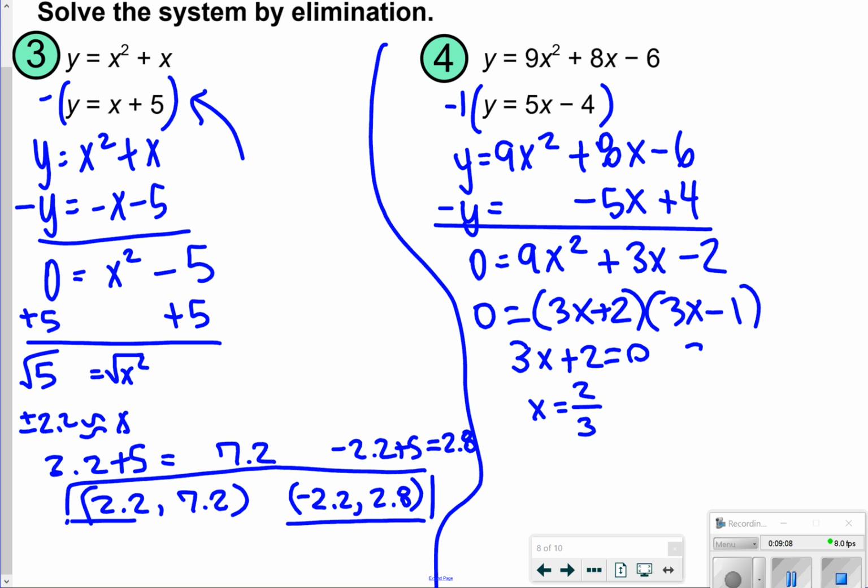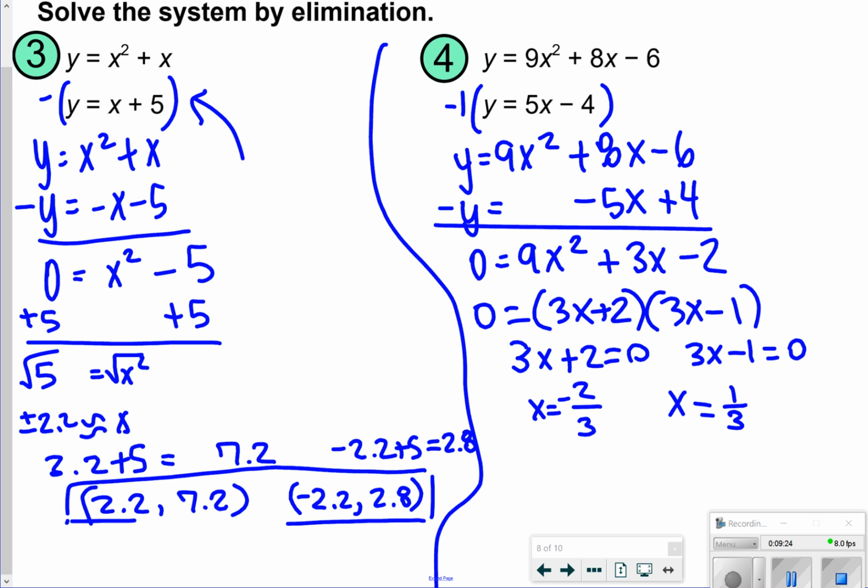And then when I set 3x minus 1 is equal to 0, I get x is equal to positive 1/3. Losing my brain over here. So the first one, x is equal to -2/3, and the second one, x is equal to positive 1/3.